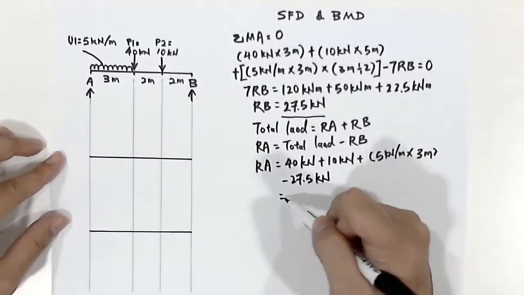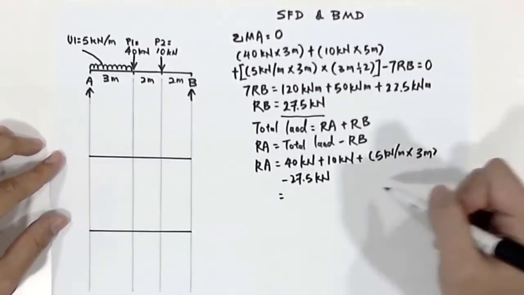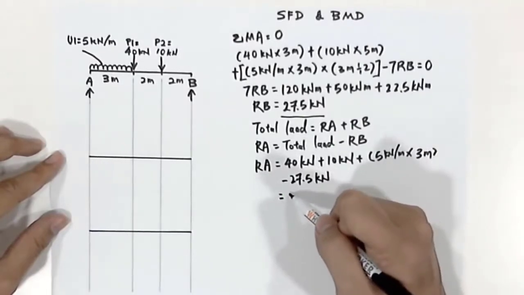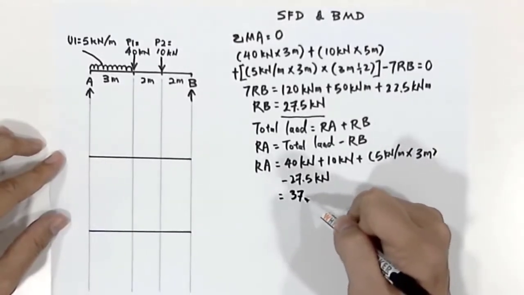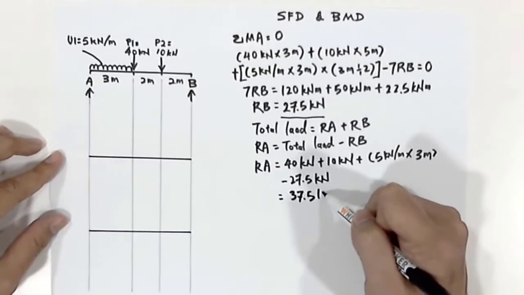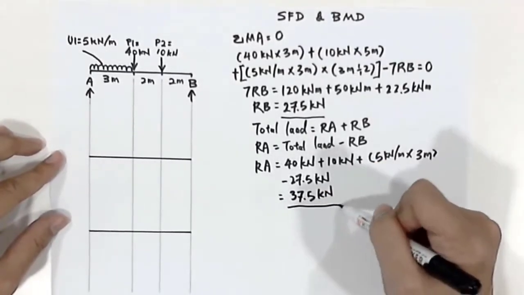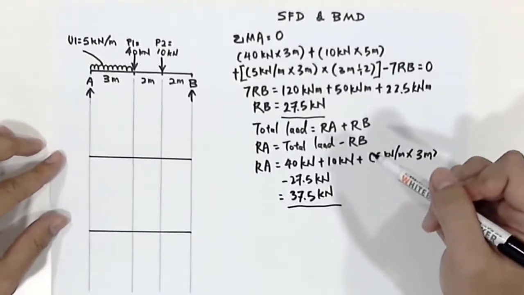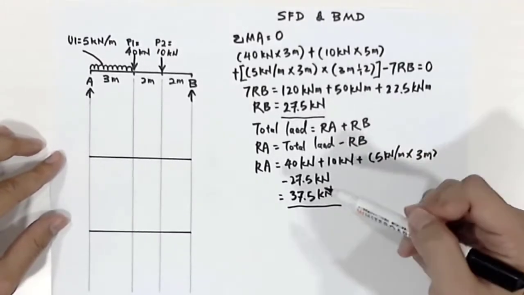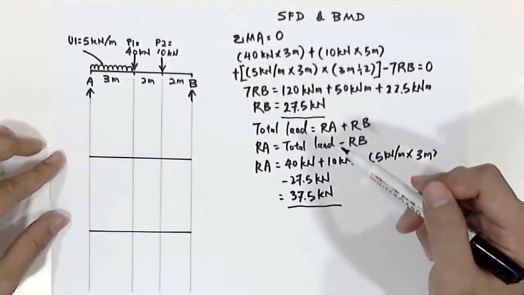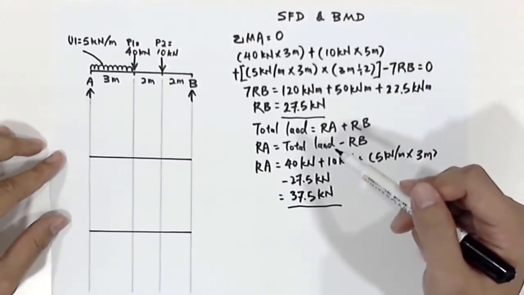So if you solve this calculation, what we'll get is 37.5 kilonewton. So this is our RA. Once we have RA and RB, we can start to work on our shear force diagram.